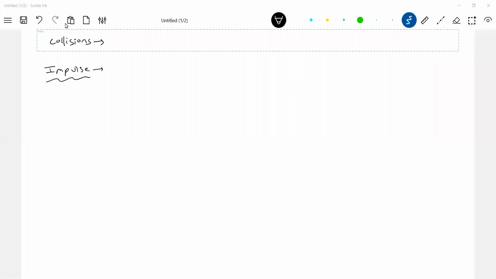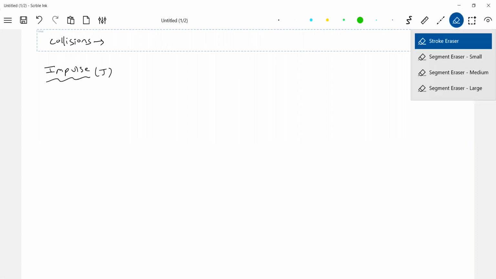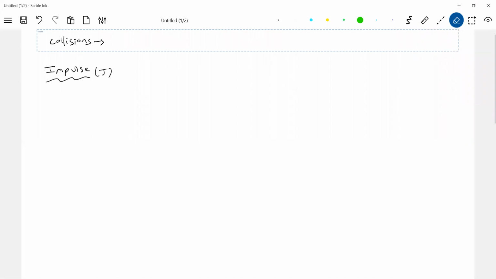Okay, now basically an impulse. The symbol is J. J is the symbol we use for linear impulse. There is also angular impulse, but we are going to discuss linear impulse here. Now, as we know, the force F is equal to dp bar by dt. Then F dt is equal to dp bar.